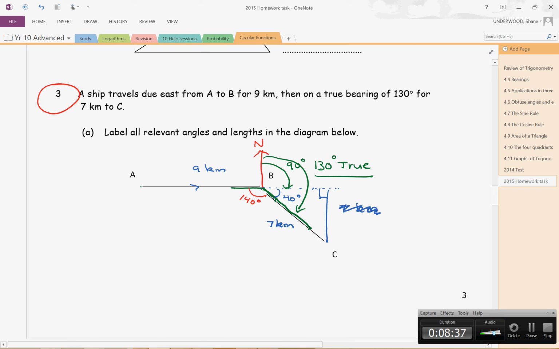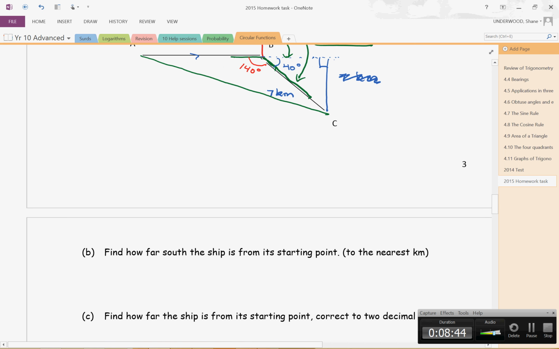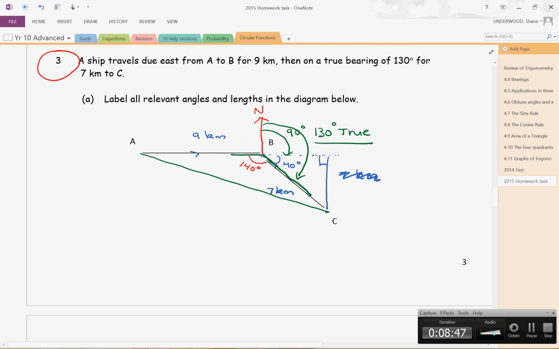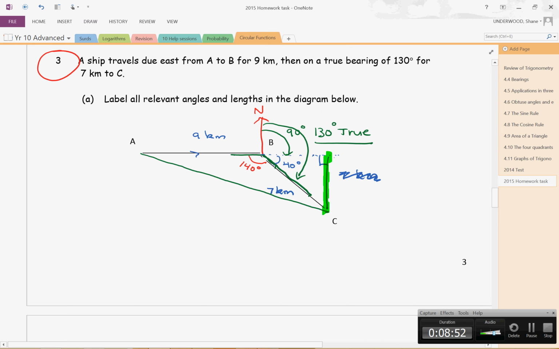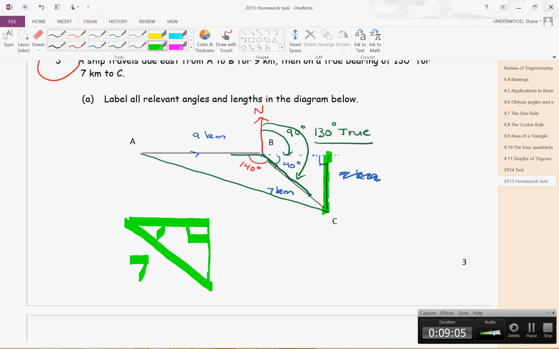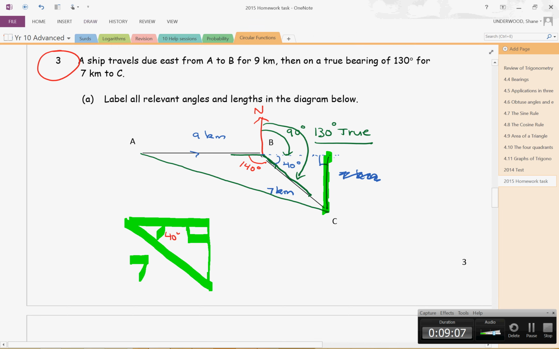So what we've actually could construct is a triangle here. And that triangle we're now going to use for the next question. So the next question is, how far south is the ship from the starting point? Well, we're trying to find the length of this line here. And yes, you can use SOHCAHTOA because it is a right-angled triangle. So what we've got is a pretty simple triangle, which is 7, and this angle here is 40 degrees. It is a right angle, and we want to find, if you like, we might call that x.